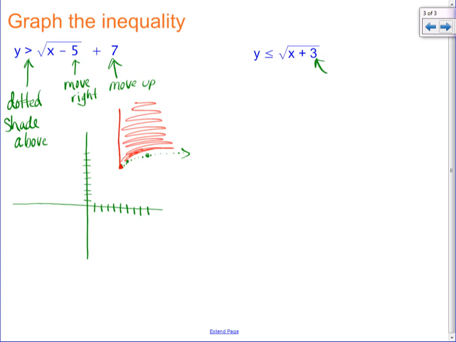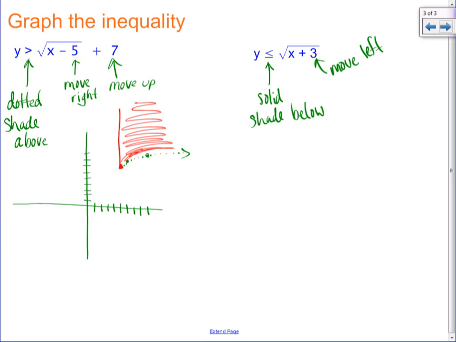Where are we moving here? Yes, to the left. It's not flipped upside down. There's not a steepness or anything else. What is this telling us? 2 things. Solid line. And shade where? This one is less than or equal to, so it's shade below. That's where it's less than the graph. It's underneath the graph.